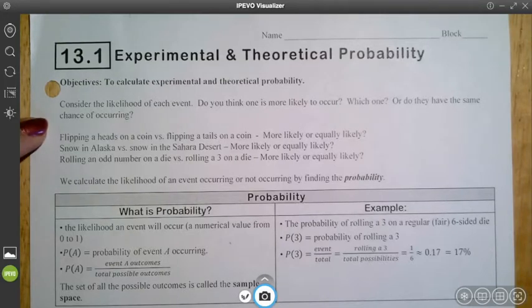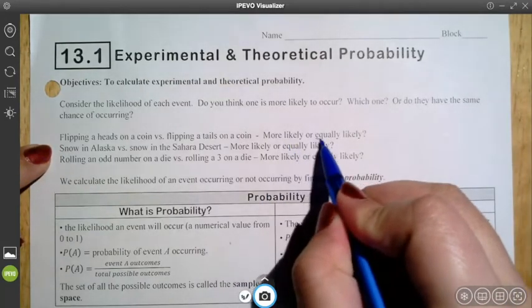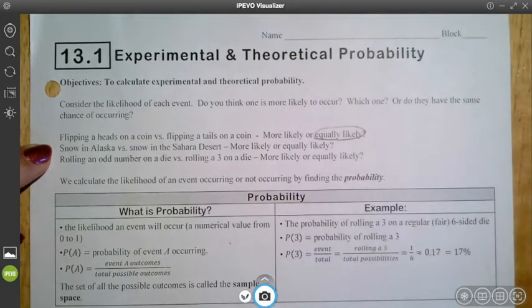So consider the likelihood of each event. Do you think one is more likely to occur? Which one, or do they have the same chance of occurring? Starting with flipping a coin. So a coin has two sides. We call one side heads, one side tails. So if we flip a coin, are we more likely to flip heads or tails? When we're talking about coins, unless it specifies that it's a weighted coin, we will always assume that it's a fair coin. And if it's a fair coin, that means it's really a 50-50 chance, okay? And so we are equally likely to flip heads or tails.